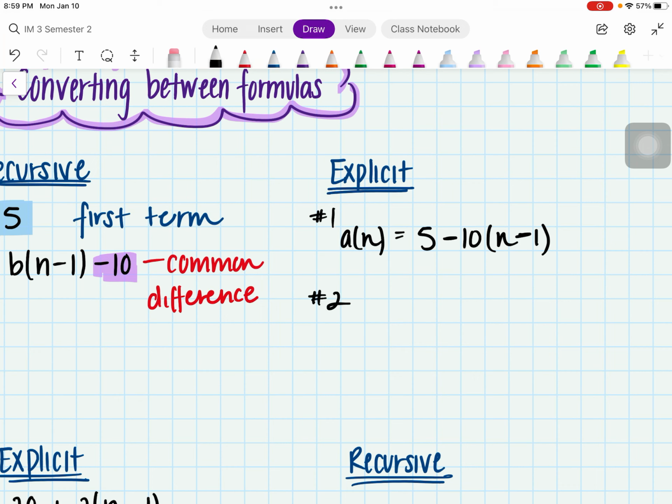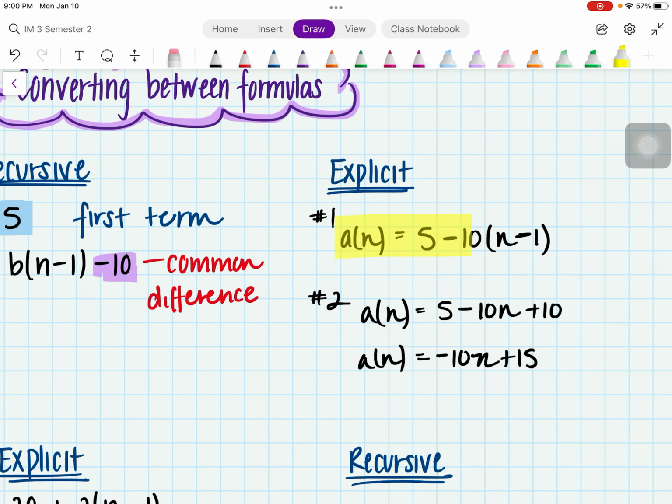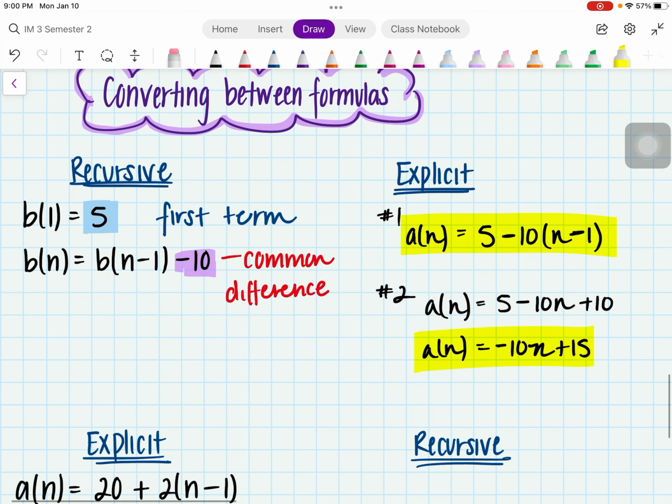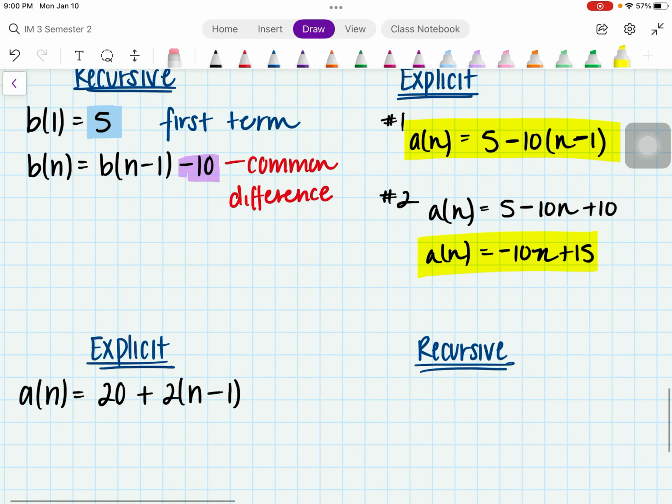Once again, that's one form. If we want to show the second form, we have to distribute the negative 10 and then combine like terms. So the second form there would be negative 10n plus 15. So either of these two would be an answer.